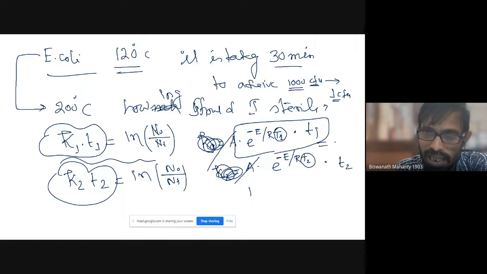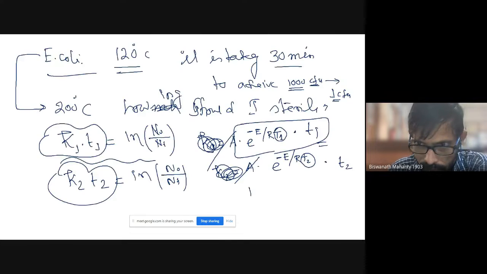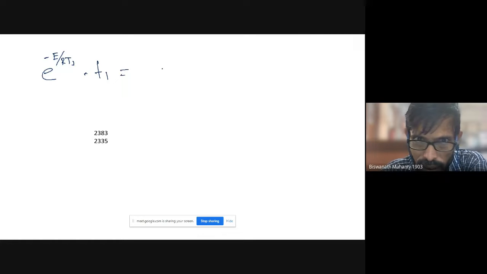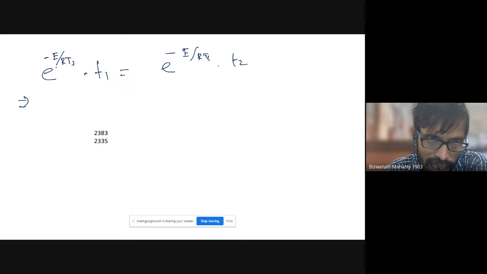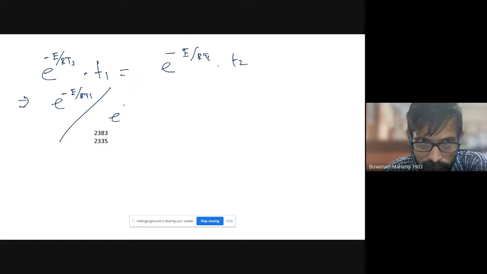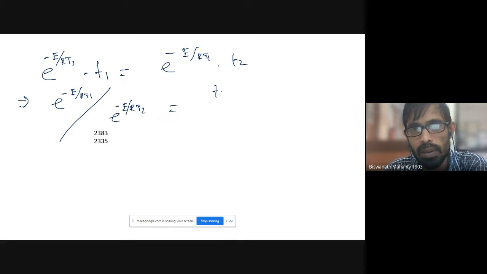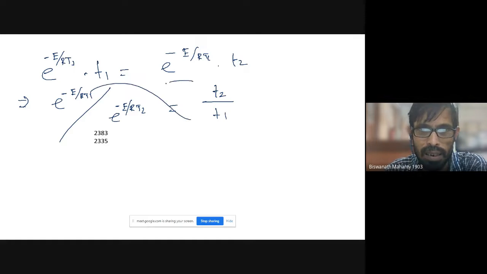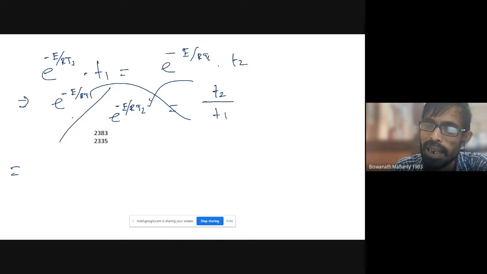So I can just say, E to the power minus E by R T1, first part, into time 1. Same thing I am writing, E by R T2 into time 2. Just organize, nothing else. So I can write it like that: e to the power minus E by R T1 divided by e to the power minus E by R T2 equals T2 by T1. Now, exponential of something divided by exponential of something, like x to the 5 divided by x squared.